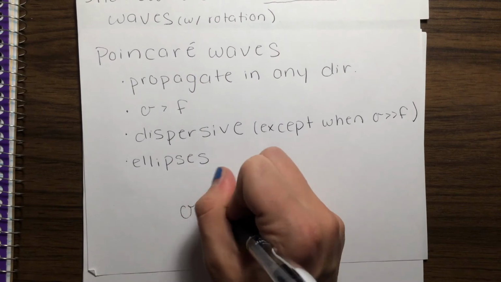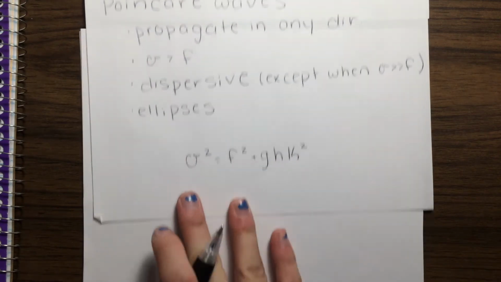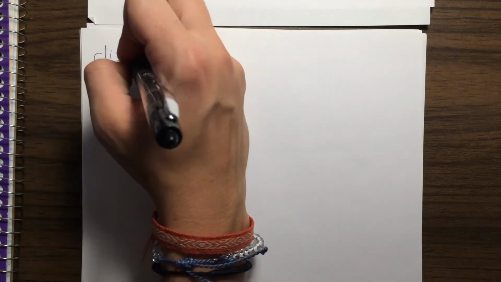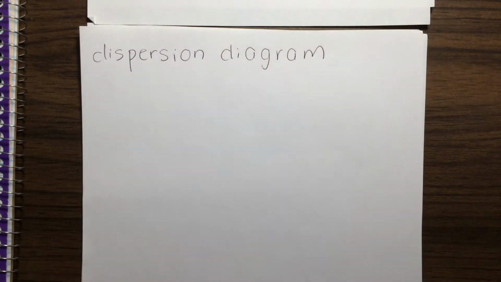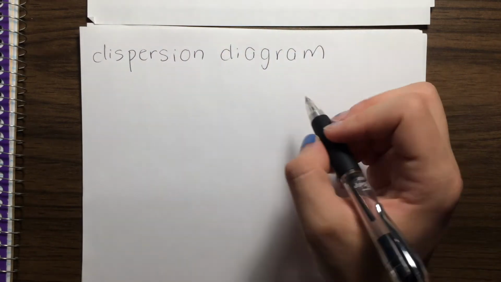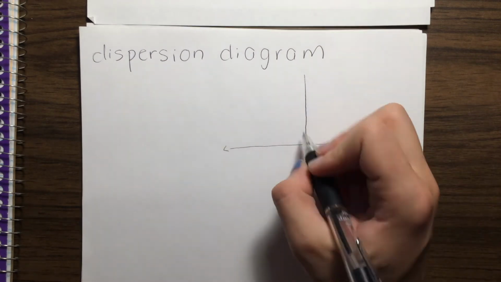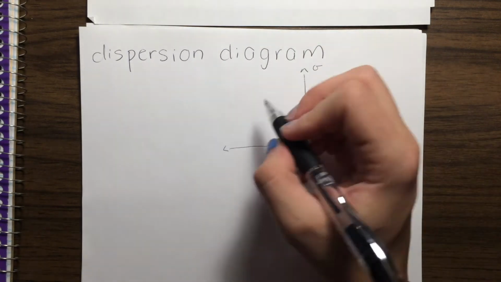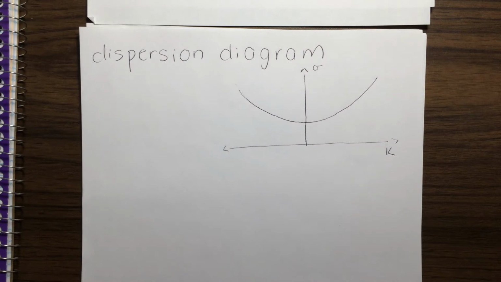The dispersion relationship for Poincare waves is shown here. Sigma squared is equal to f squared plus gh k squared. The dispersion relationship can be visualized using something we call a dispersion diagram, which has wave number k on the x-axis and frequency sigma on the y-axis. And we simply plot the dispersion relationship. In the case of Poincare waves, the dispersion diagram looks like this.